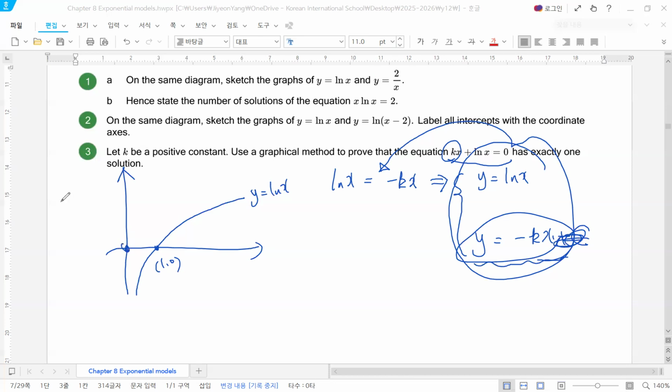And then since k is a positive value, negative k means a negative value. So its gradient is negative. So it should go down or up? Down. Do you understand? So even though we don't know what the k value is, we can still identify how many solutions it has. How many solutions does it have? One solution. Very good.